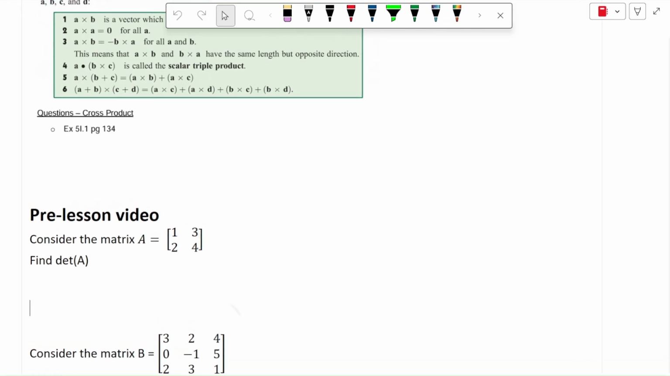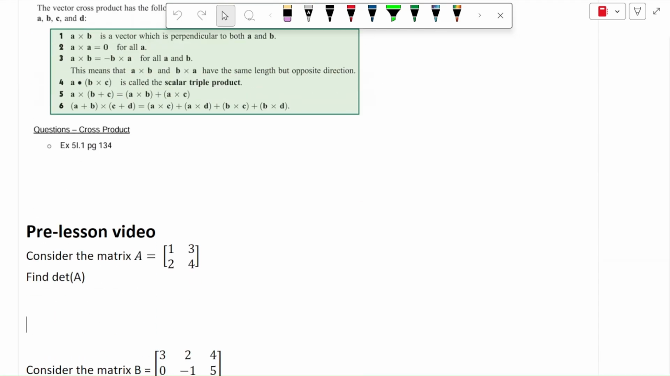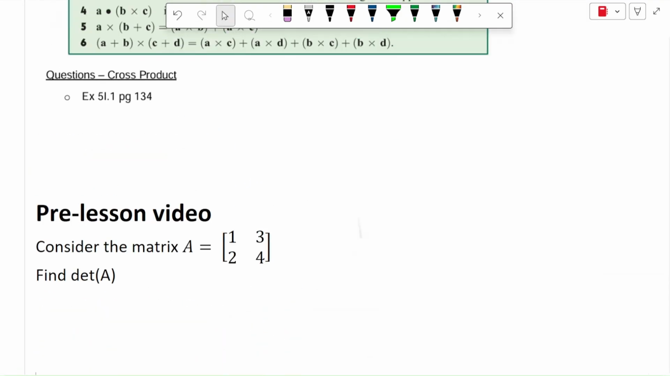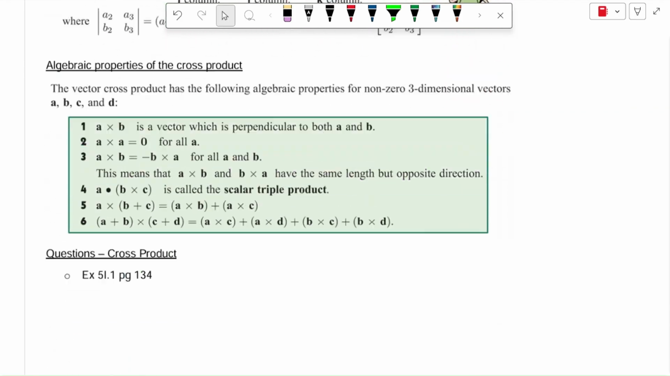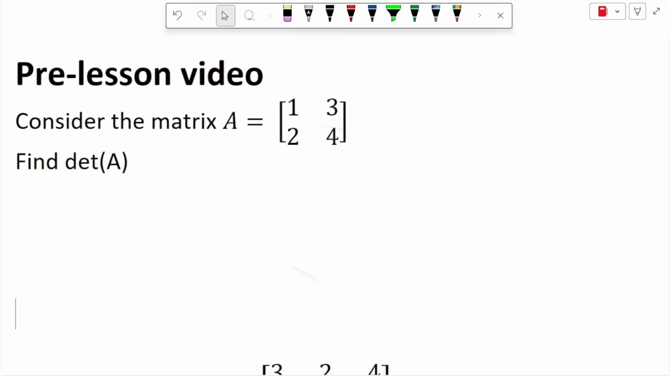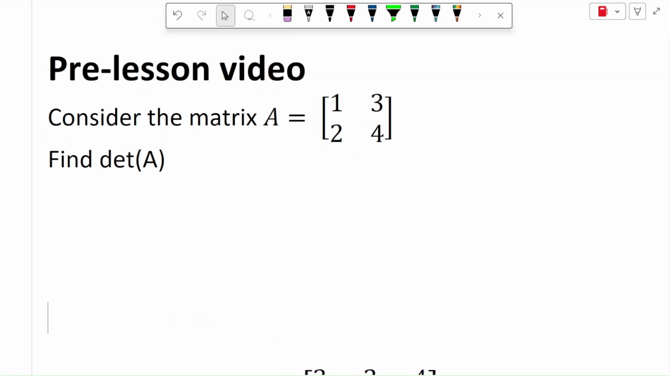In this video, we're looking at the vector cross product. So it's another way to sort of multiply two vectors together. In this case, you get a vector out rather than a number like what we did with the dot product. So first of all, we need to revise determinants of matrices.